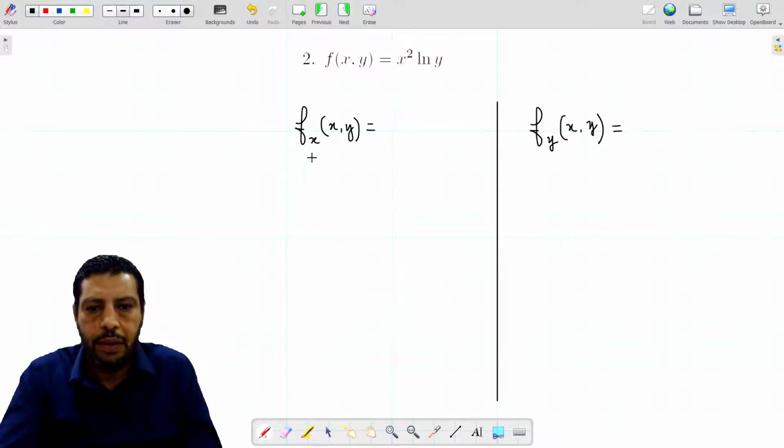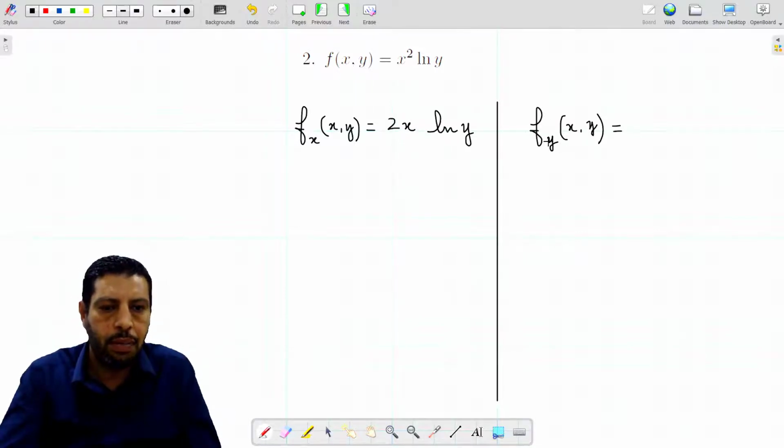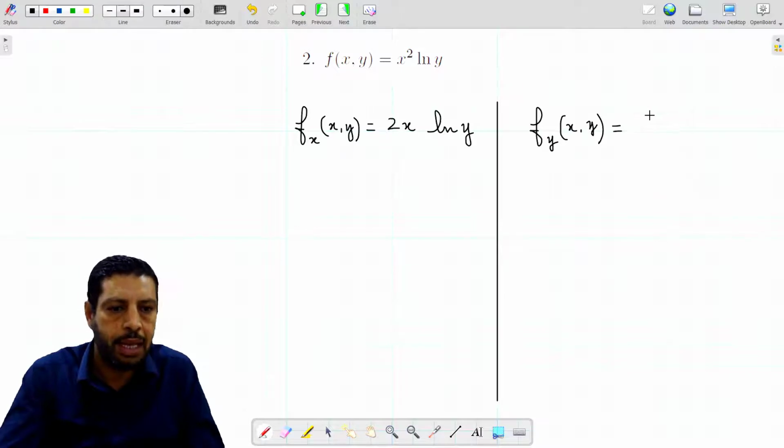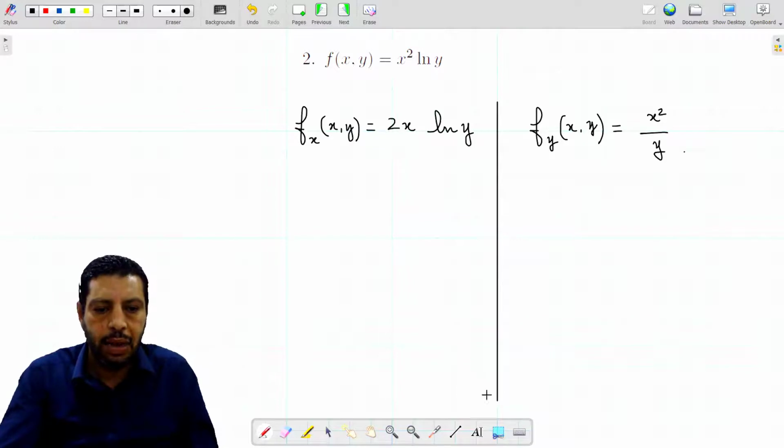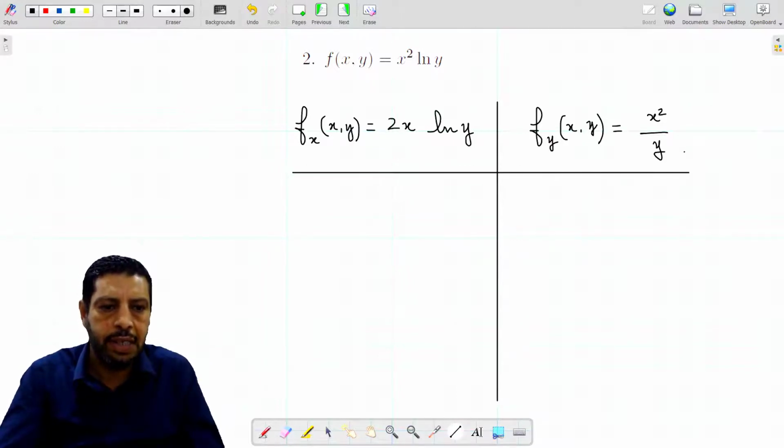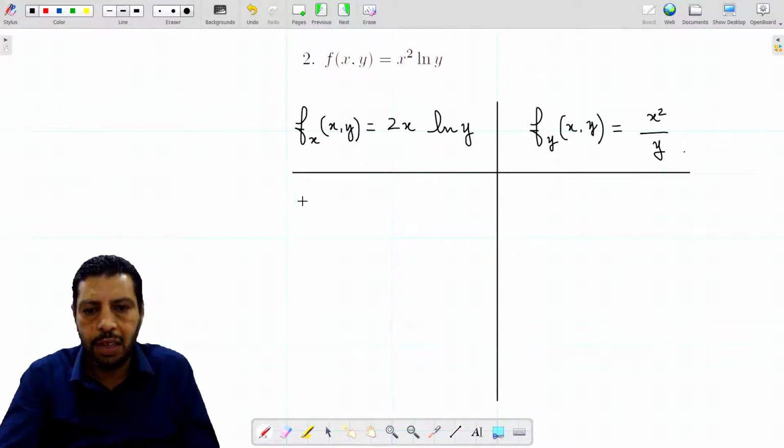Now, for fx, it's simple. The derivative of x squared with respect to x is 2x times ln of y. And if we move to the partial derivative with respect to y, we have x squared, which is a constant, and the derivative of ln of y with respect to y is 1 over y. So the result is x squared multiplied by 1 over y, or simply x squared over y. Now let's move to the second order partial derivatives. We're going to compute fxx first.